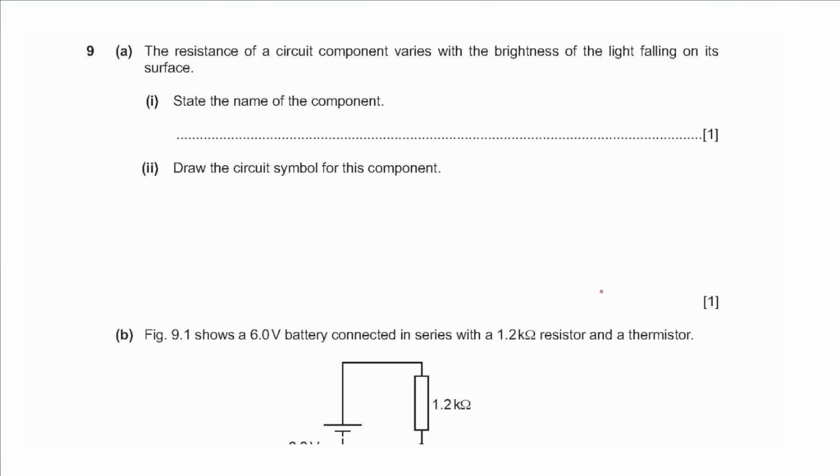Question 9a says the resistance of a circuit component varies with brightness of light falling on its surface. State the name of the component. It is a light dependent resistor. Part ii says draw the symbol of this component. It is a rectangle like a resistor with two arrows falling on its surface.